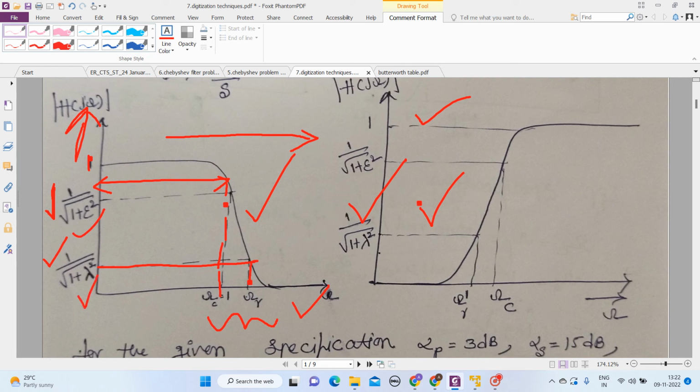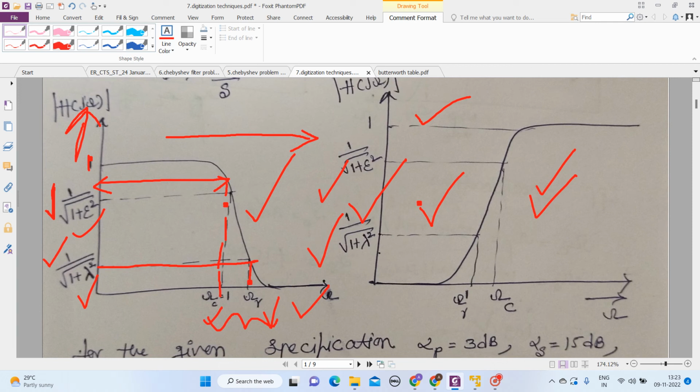We are transforming this low pass magnitude response to the high pass magnitude response. If we place a mirror in front of this magnitude response, we will see this figure. This is the magnitude response of the high pass filter. Here the attenuation should be the same: this is the pass band attenuation, this is the stop band attenuation. Only the cutoff frequency and stop band frequency, these two frequencies, are going to be changed.